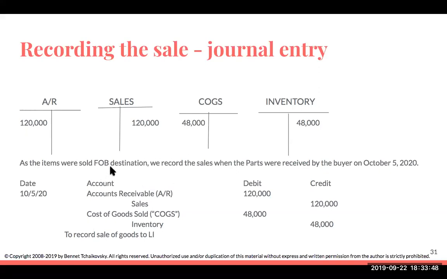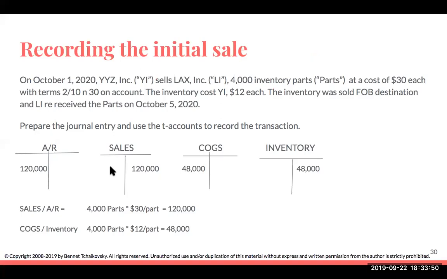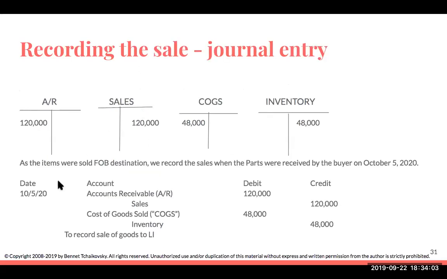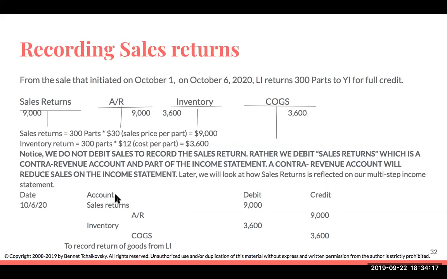If these had been sold FOB shipping point, then we would have been recording the transaction on October 1st when the goods were actually shipped. However, since this was done FOB destination and they received the parts on October 5th, that's when title transfers. Again, there's a previous video that goes through this, and I would go ahead and check that out if you're confused as to FOB shipping point or destination. Okay, so now we've got a sales return, okay?